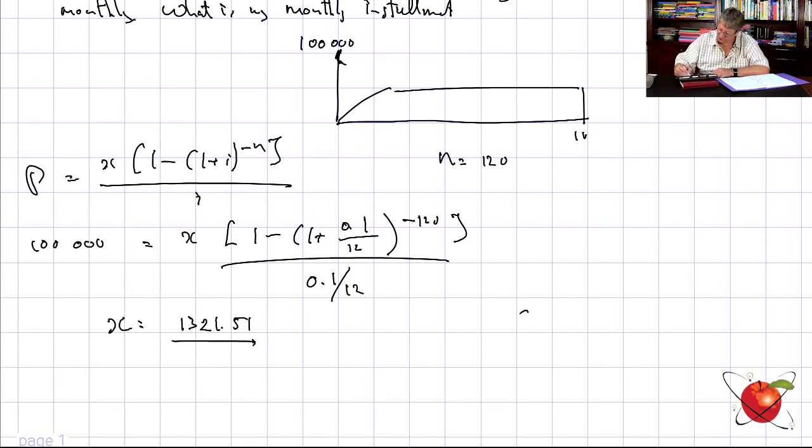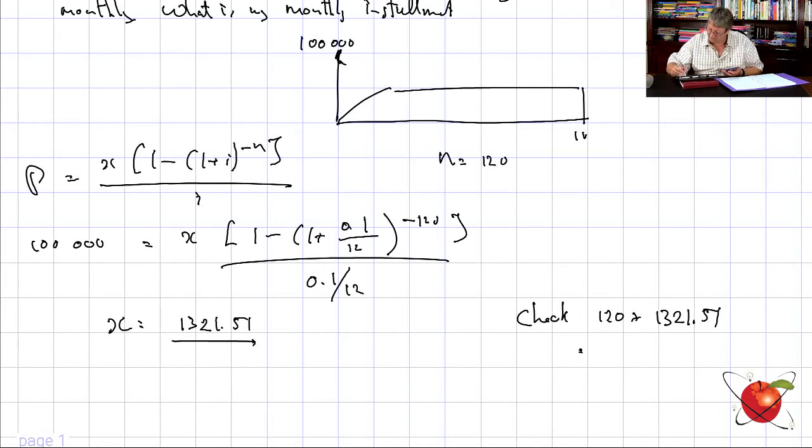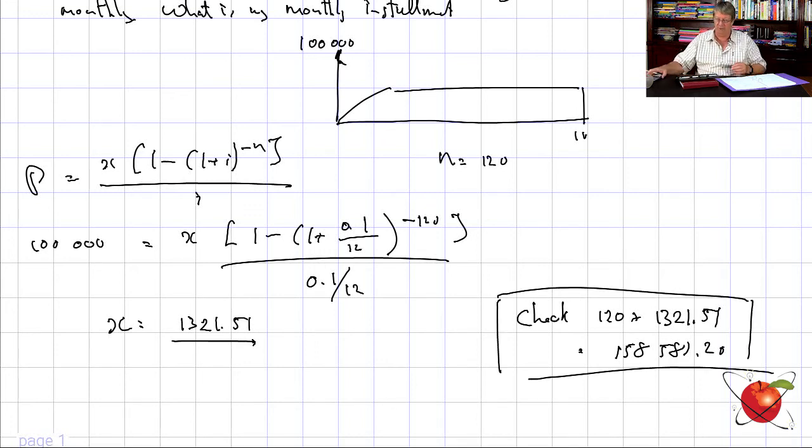So let's just do a quick check. I am paying 120 payments each month times 1321.51, which is going to be equal to 158,581.20. That's just a quick check to see how much I have paid.